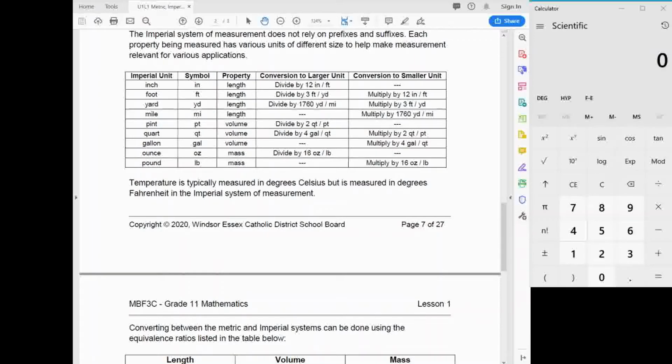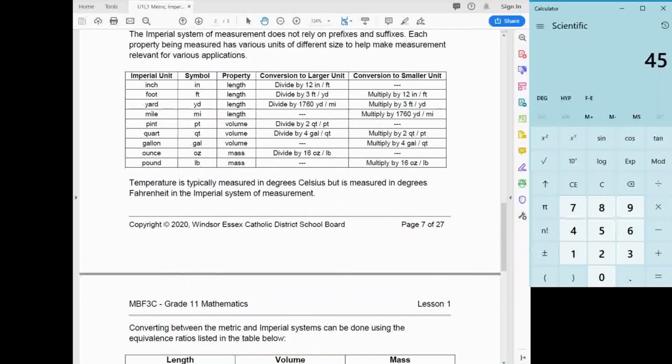So on the other side of that chart, the right side, we have the conversion to the smaller unit. Let's say I have 15 yards, and I want to convert this into feet. Well, there are 3 feet per yard. So I would do 15 yards multiplied by 3 feet per yard. That gives me 45 feet.